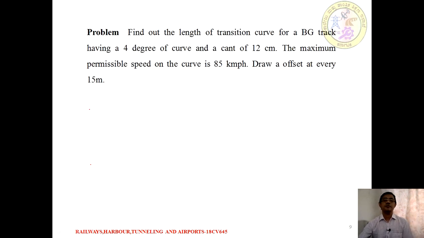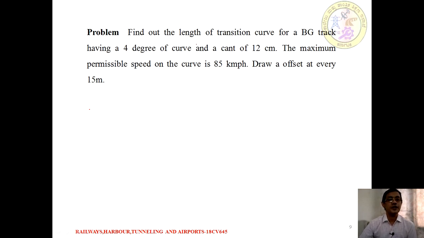The next type of problem is based on the transition curve and offset, or drawing a curve according to the given statement. In this problem, find the length of a transition curve for a broad gauge track which has a 4 degree curve and a cant of 12 centimeters. The maximum permissible speed on the curve is 85 km per hour. Draw the offset at every 15 meters. So this is the statement of the problem.